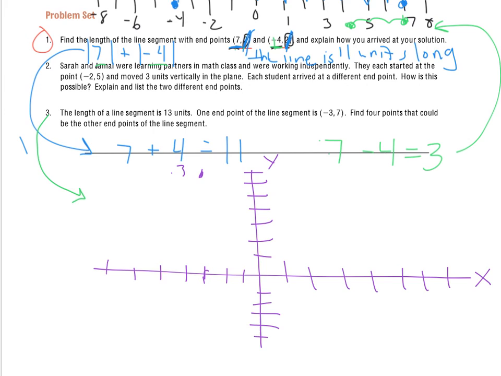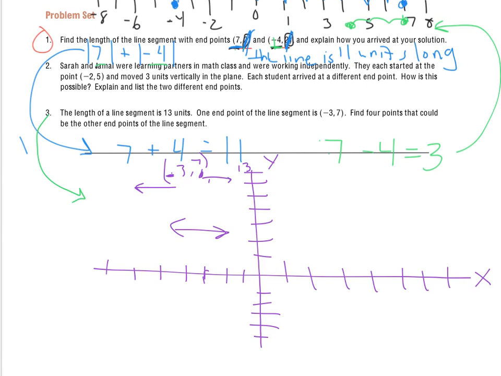So what I need to do now is find a way to figure out an endpoint that could be to make this 13 units. And I need 4 different points that could be the other end. So if I use what I did up in 1, I need to jump either direction. I'm going to go side to side on the X here, so meaning this direction, left to right. So I start here and I could jump 13 this way to the right on the number line, or I could jump 13 to the left.